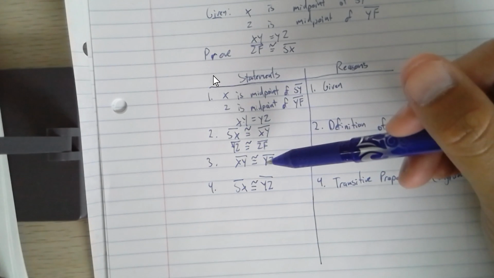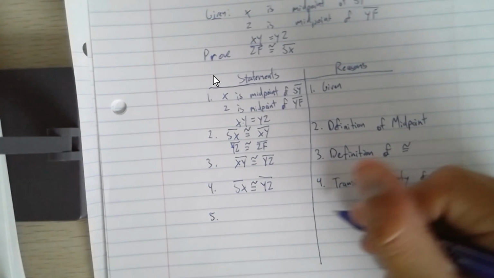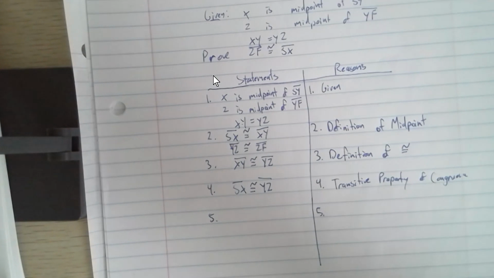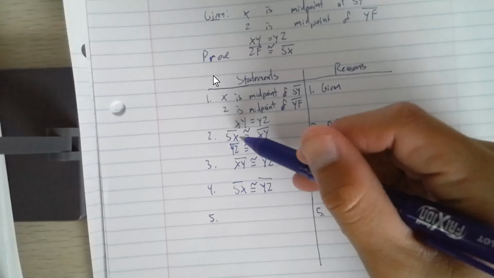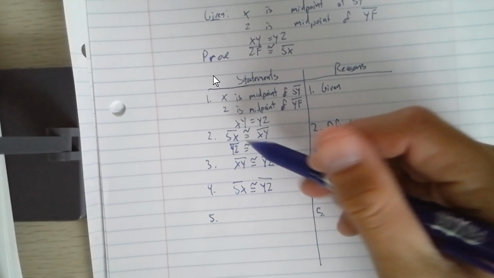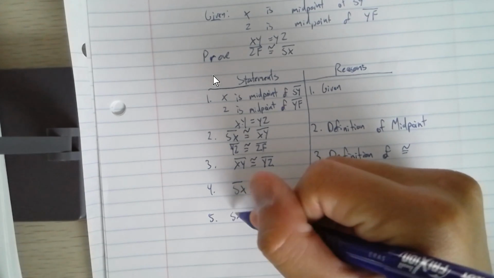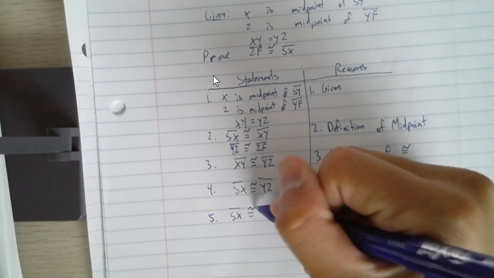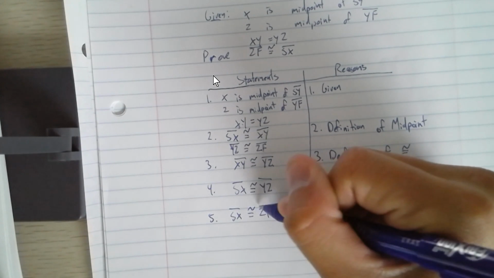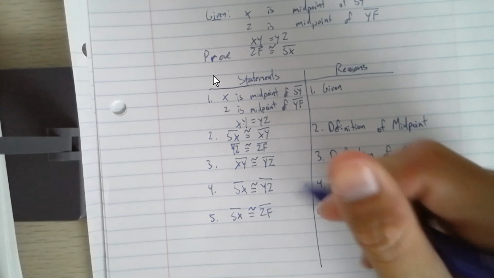Also, what else can we say? Another thing is, if this was congruent to this, YZ is also congruent to ZF. So that means SX is congruent to ZF. Again, that is another transitive property of congruence.